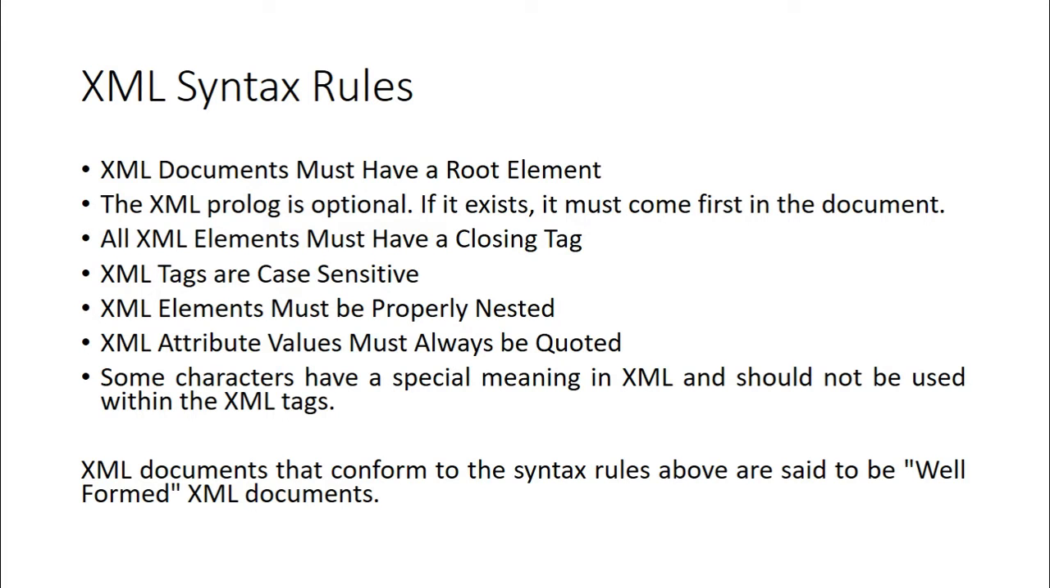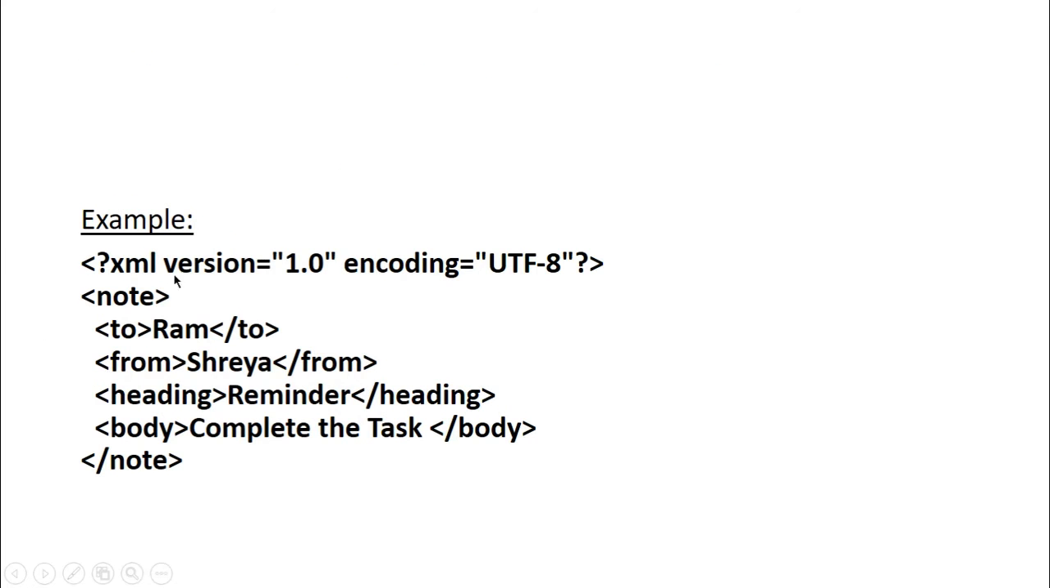Now let us look at the syntax rules for XML. XML documents must have a root element, that is what we just discussed. The XML prologue is optional. If it exists, it must come first in the document. As we had seen earlier, this line is called a prologue. This line, which is called the XML prologue, is optional, but if it is included, it should be specified at the beginning of the XML document, and it includes the version as well as the encoding.